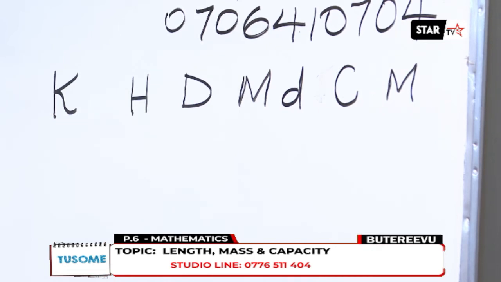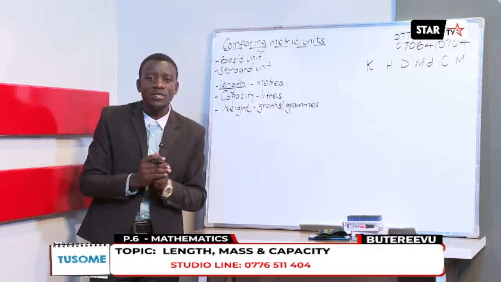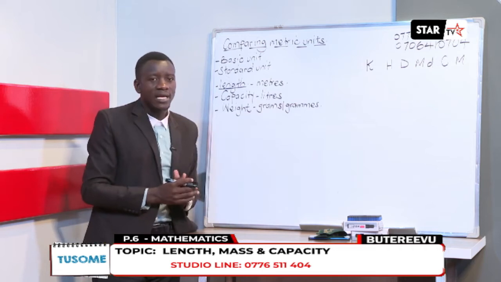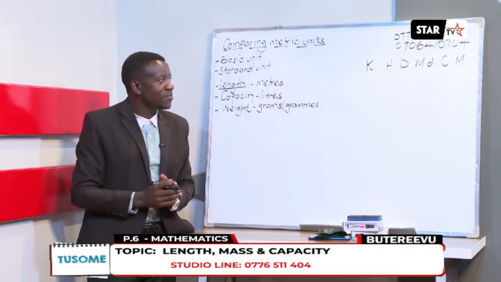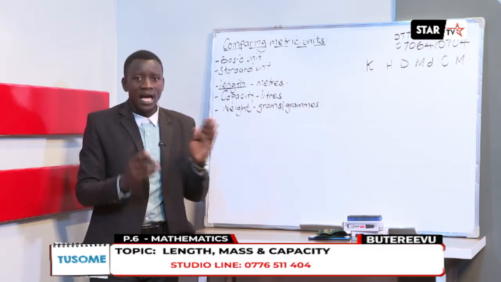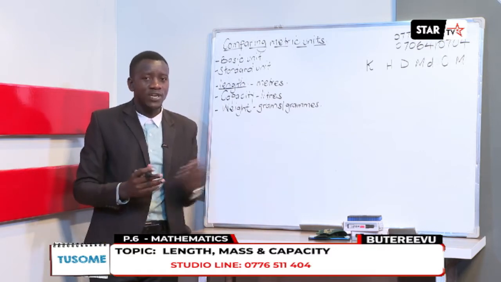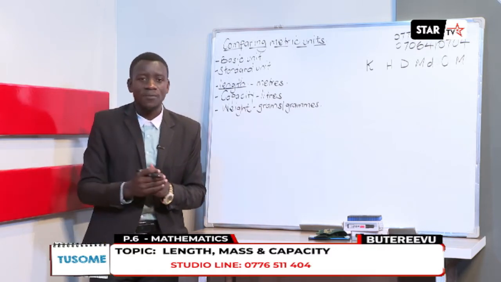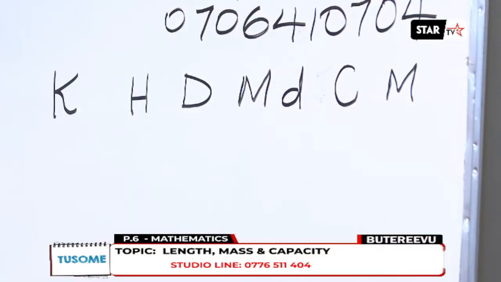But length, we can also measure other standard units like capacity and weight. So look at the main standard unit of length. When I come to the other side, I will have K, H, D, M, D, then C, and M. Take note of the changes in what I've written on my scale order.